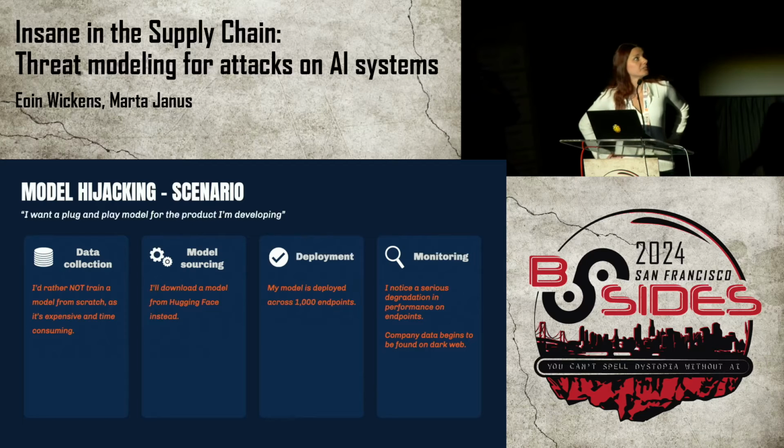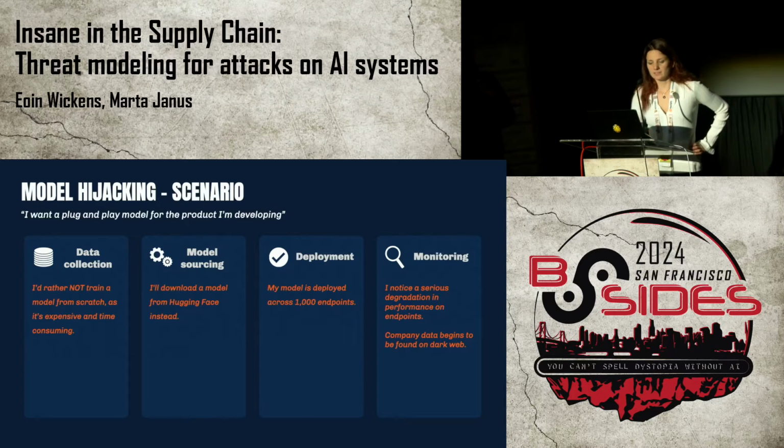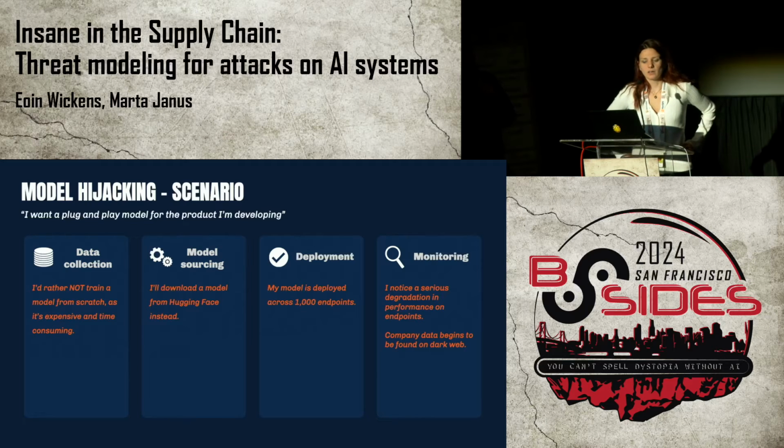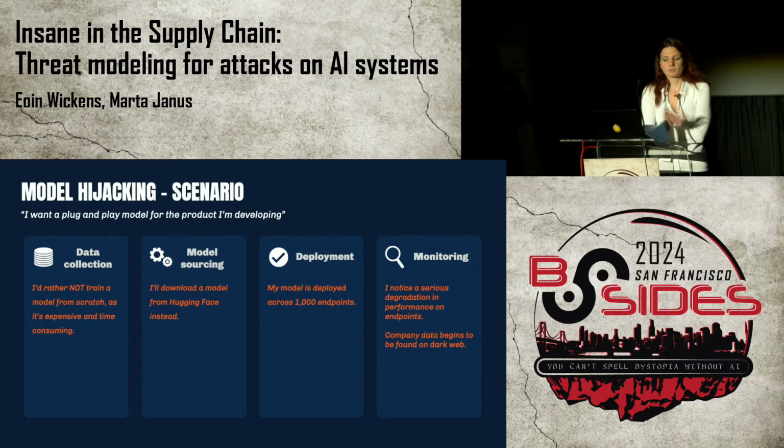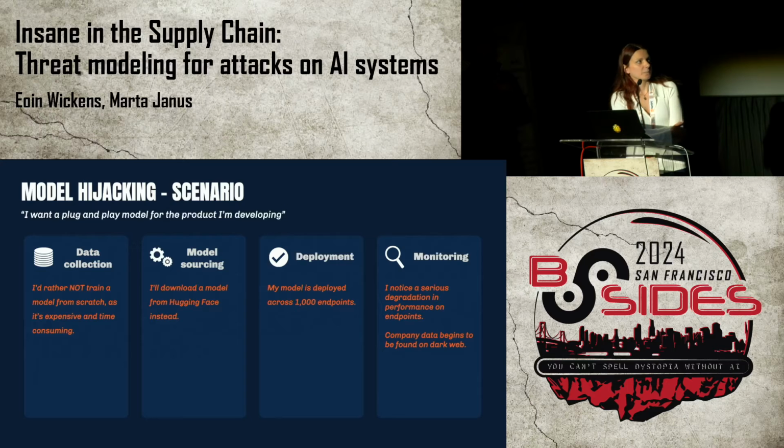So, like in the previous step, we thought of an example scenario of model hijacking. In this scenario, we decided not to train our own model because this takes quite a lot of time and money, especially if it's an LLM or a generative AI model. We decided to search for a model on Hugging Face that would fit our purpose. But we didn't look into that model really closely. We just said, oh, it's from Hugging Face, it's probably quite trusted. We can just go straight to deploying it across our company endpoints.